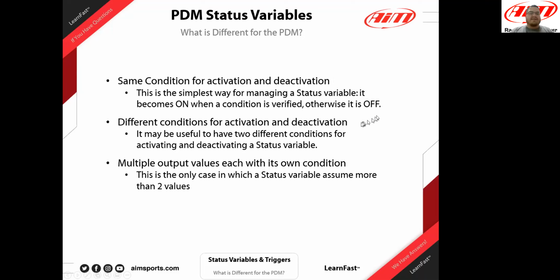Then you have different conditions for activation and deactivation. So if you have 2 different conditions for activating or deactivating a status variable, you're going to have the ability to do so, and multiple output values with each its own condition. Basically, if you want to make an even higher complexity status variable, with a status variable on top of a status variable, that is where that comes in. And honestly, the PDM type of status variables could be an hour of its own. It is so in depth.